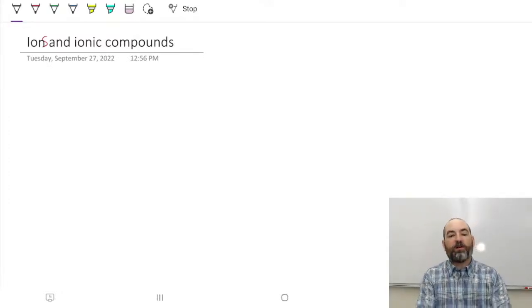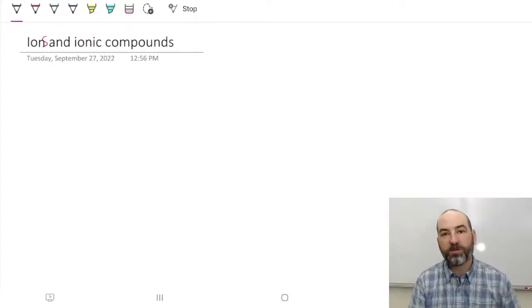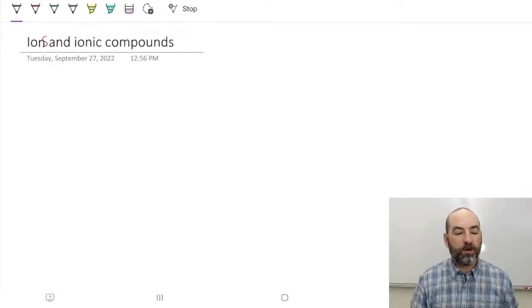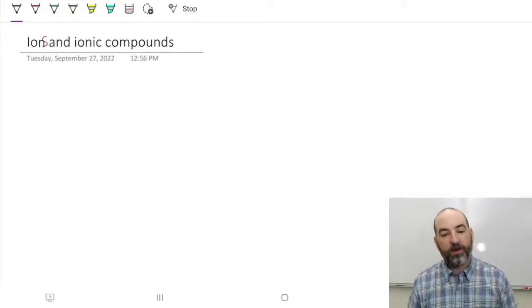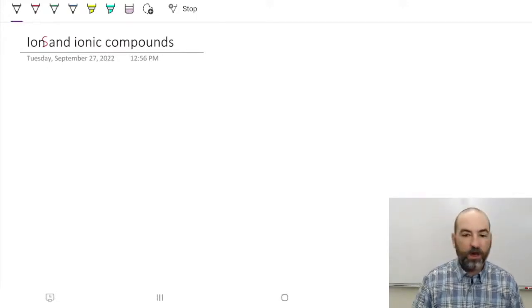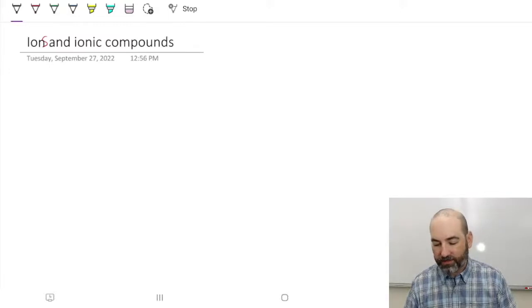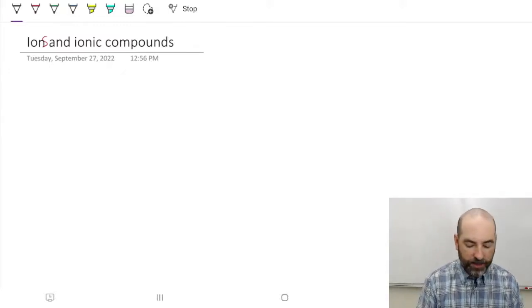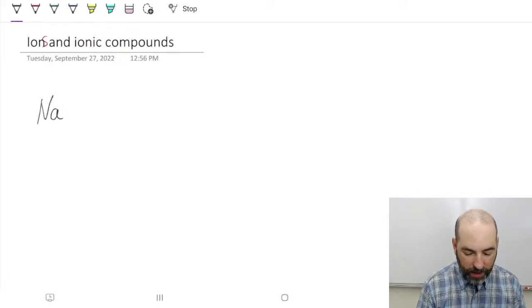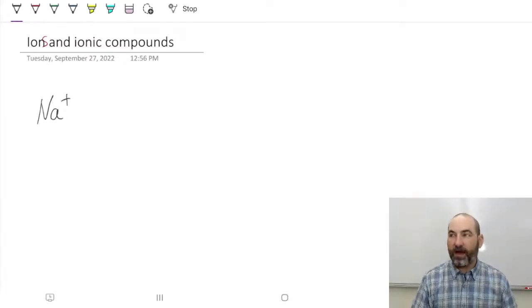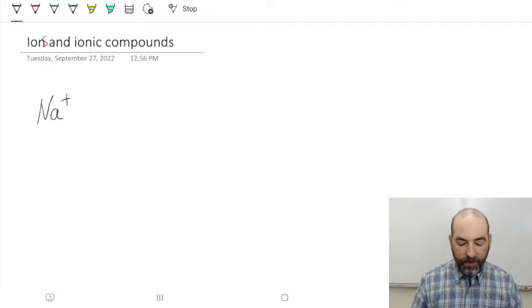Those all involve ions. So last module we looked at what we called covalent compounds, which are compounds where atoms are connected by sharing electrons. This time, we're going to look at the other class of compounds, which are called ionic compounds. Now, ions are simply charged particles. Some common ones are something like Na+, a sodium ion, which is a sodium atom that has lost an electron.